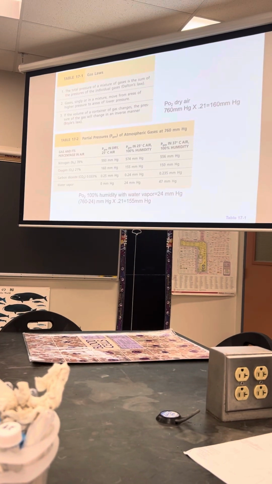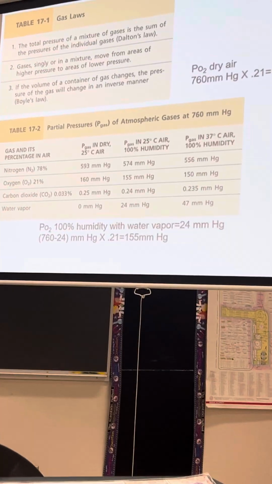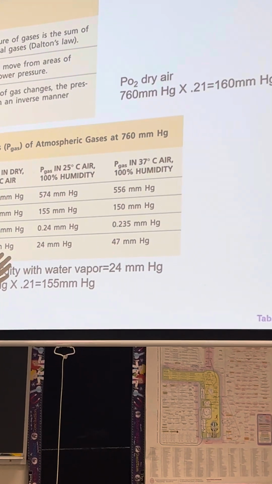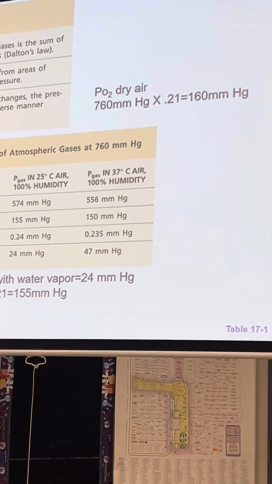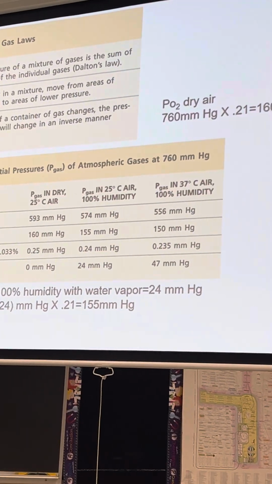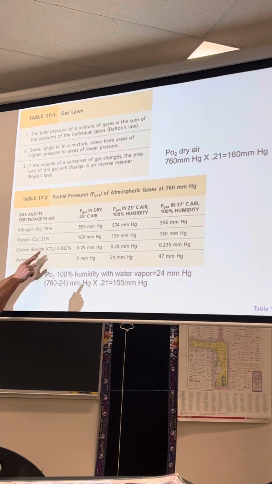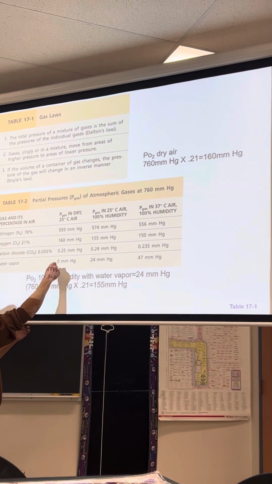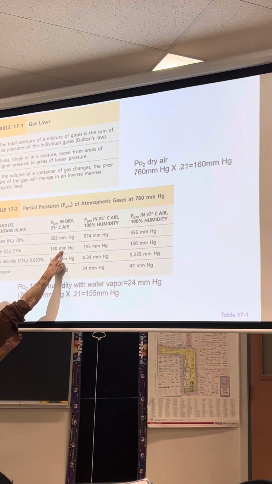Pretty easy, right? If I give you a table like this, and I want to know the percentage of oxygen in the total atmosphere, you multiply whatever the percentage is by whatever the total is. So if I said it was 760, it's 21%. 21% times 760 is that.